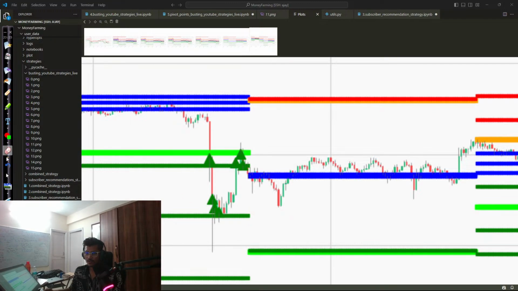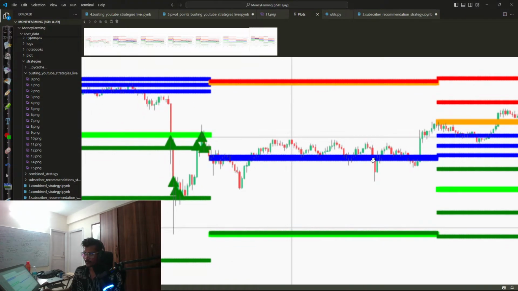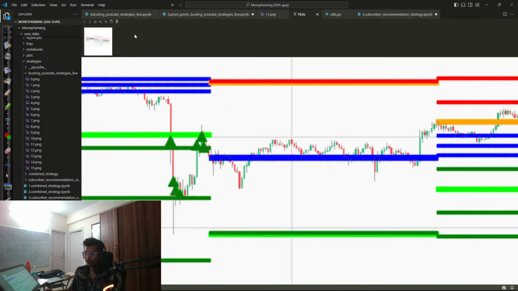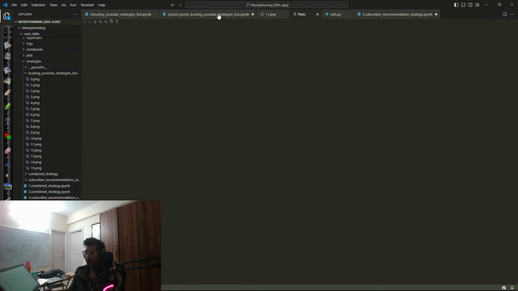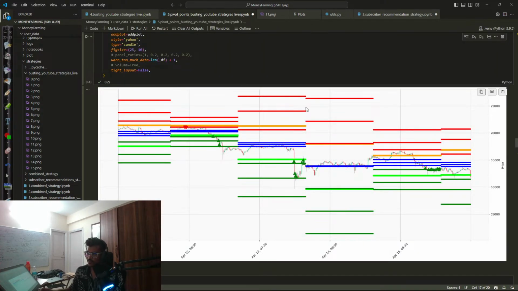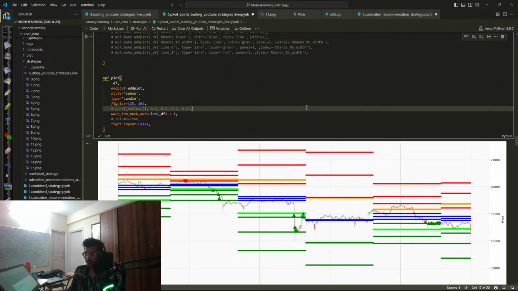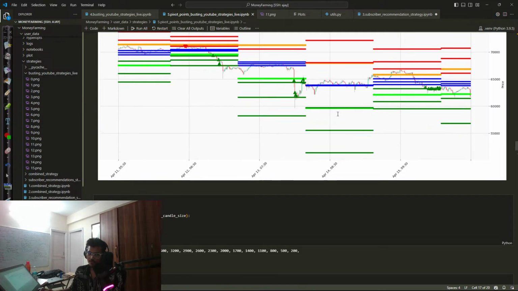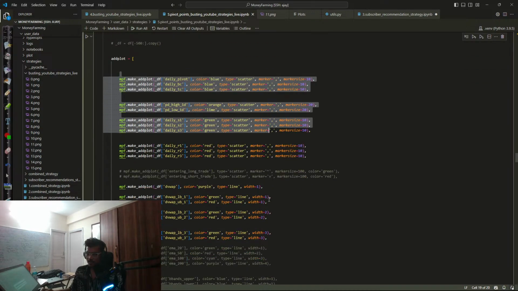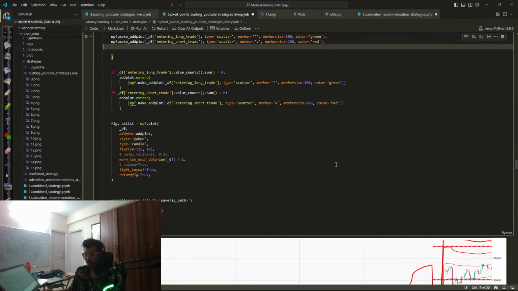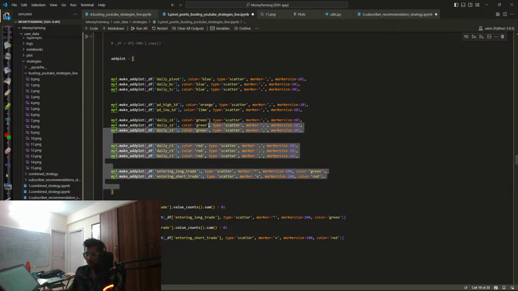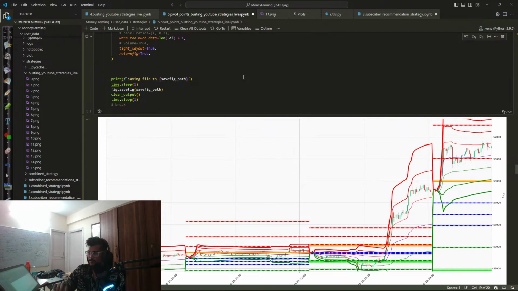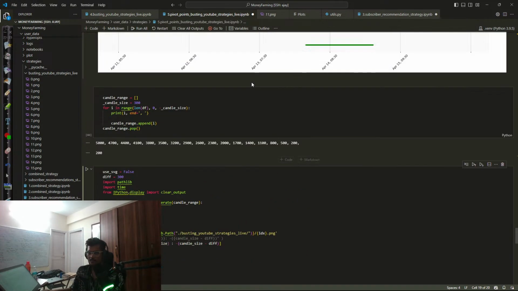All right, now okay, so what we can do now is test it and see for all the time frames. Okay, I mean basically for the last 10,000 candles. So let's see what we got here.